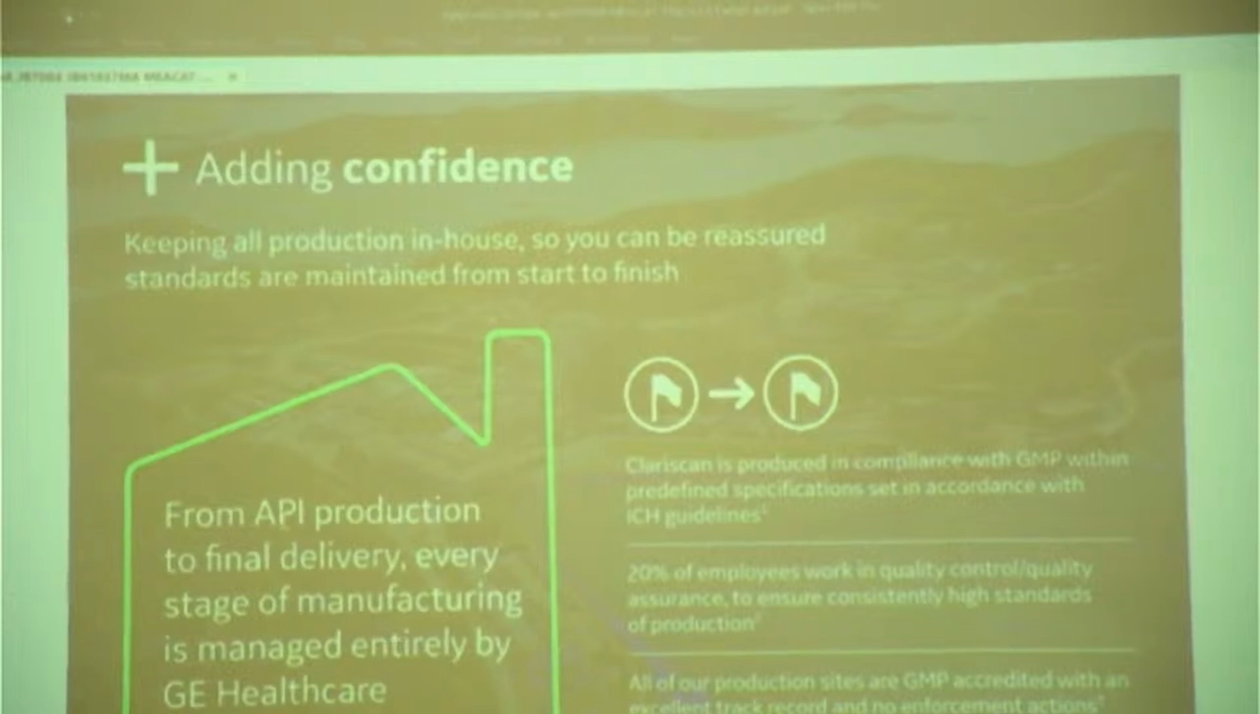You have? Yeah. So those ones are called generics. The difference between generics and the brands is that there isn't necessarily any difference, but the procedure of preparing that iohexol can sometimes differ from one producer to another. Okay? And what I'm saying is, in very simple terms.